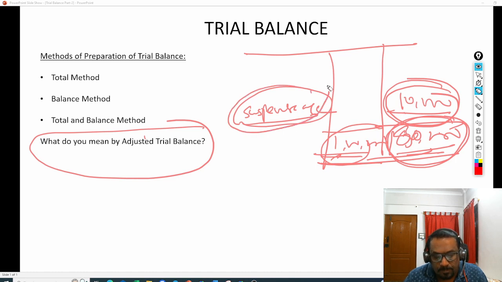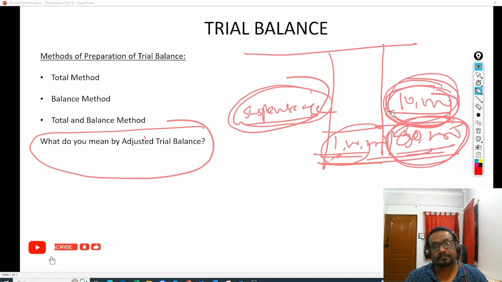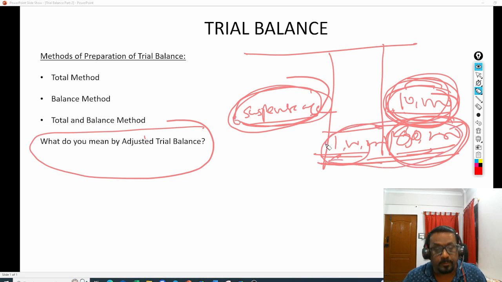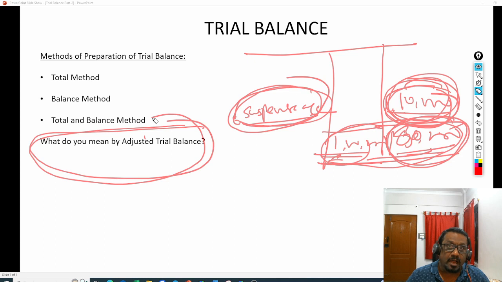But how do we resolve this problem, this suspense account? We don't know what is this difference of 10,000. For time being, this 10,000 difference has been transferred to suspense account, and this suspense account we need to reconcile and resolve. So, when we put this 10,000 and transfer that amount to suspense account, just to make sure that my trial balance is having arithmetical accuracy, that process is called adjusted trial balance.